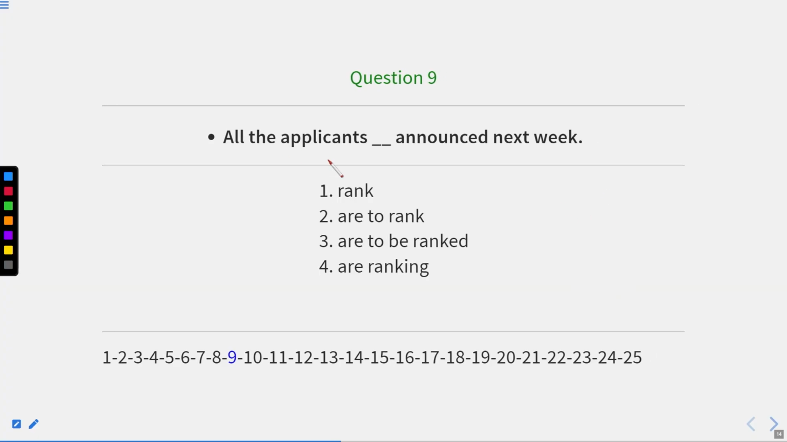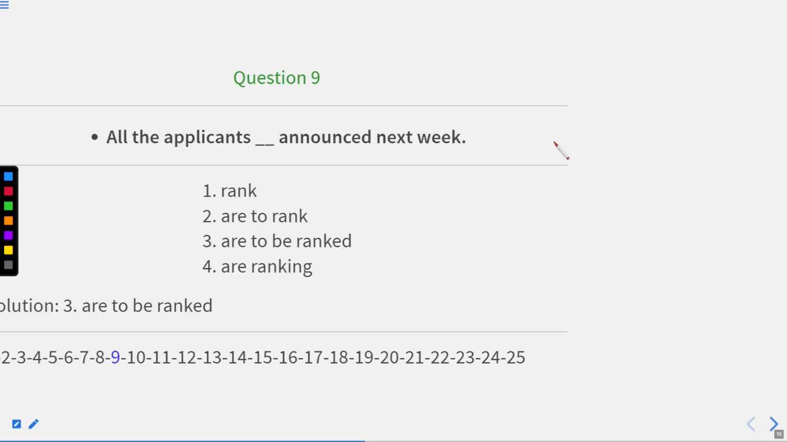Now question number 9. This is a fill in the blank type of question. All the applicants dash announced next week. So all the applicants are to be ranked. All the applicants are to rank? Now to rank is not the passive structure; are to be ranked, announced next week. So here the third will be the correct answer. It means all the applicants are going to be ranked. This has been announced, that all the applicants are to be ranked next week.